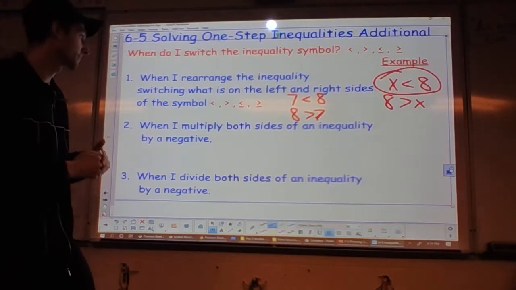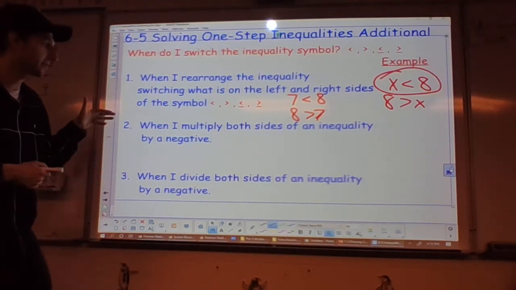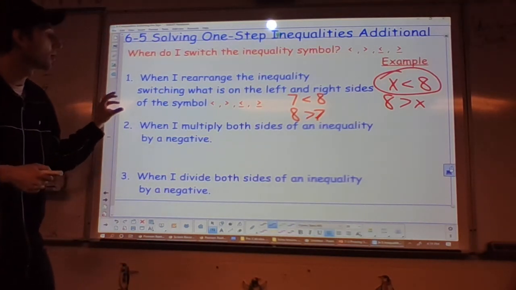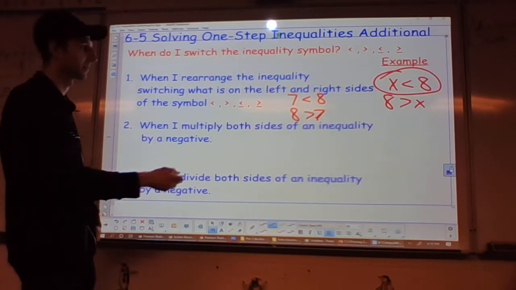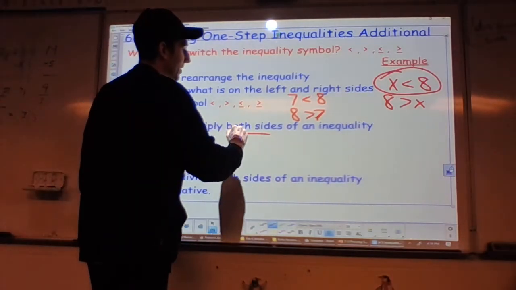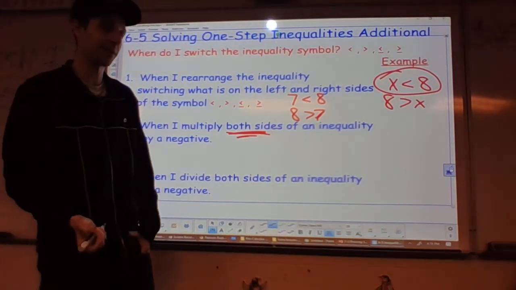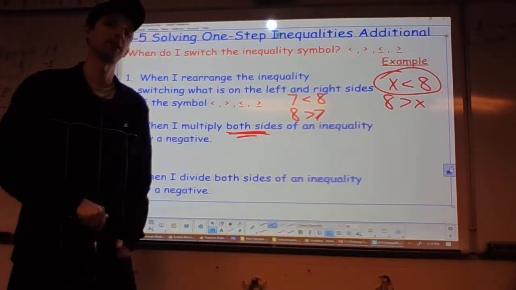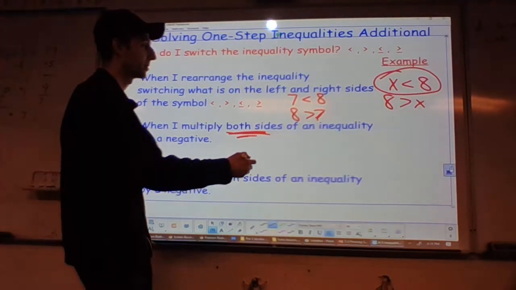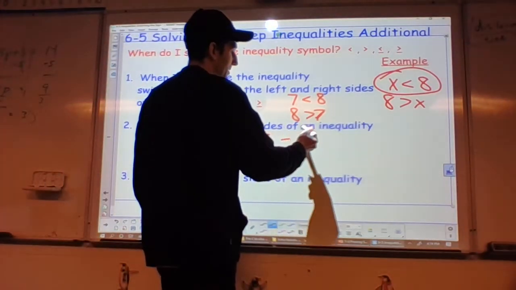The other time you want to flip it is when I multiply both sides of an inequality by a negative, or I divide both sides by a negative. Now it is both sides of the inequality. It's not just if there is a negative somewhere in the problem. It has to be what you're doing to undo the operation on both sides.